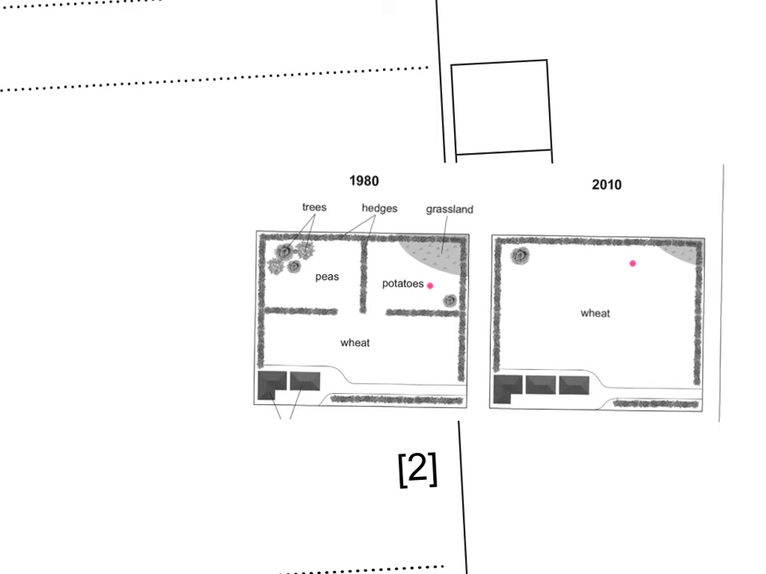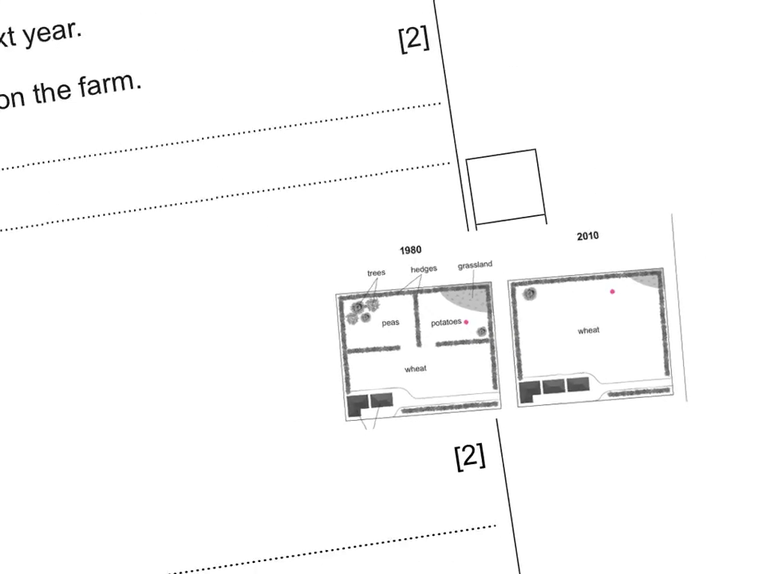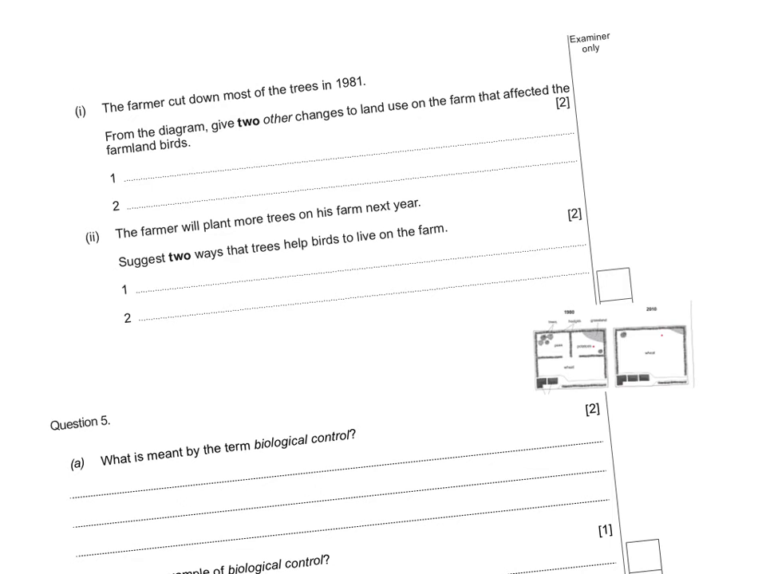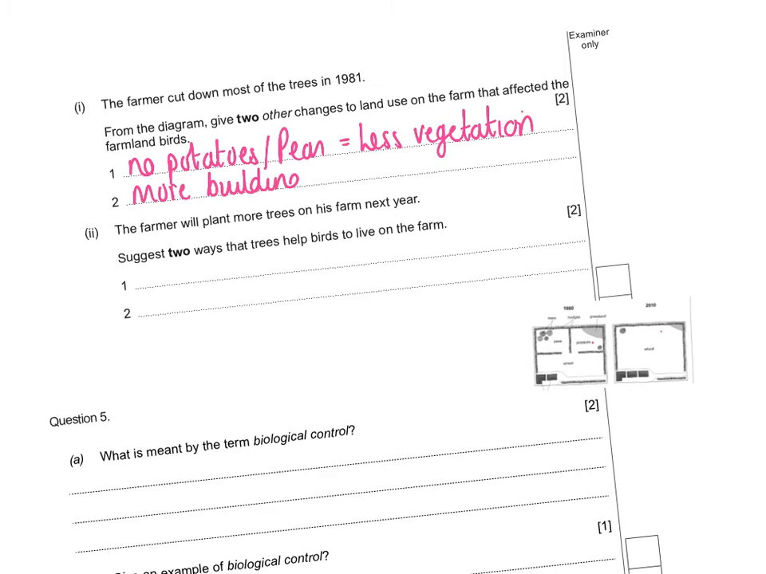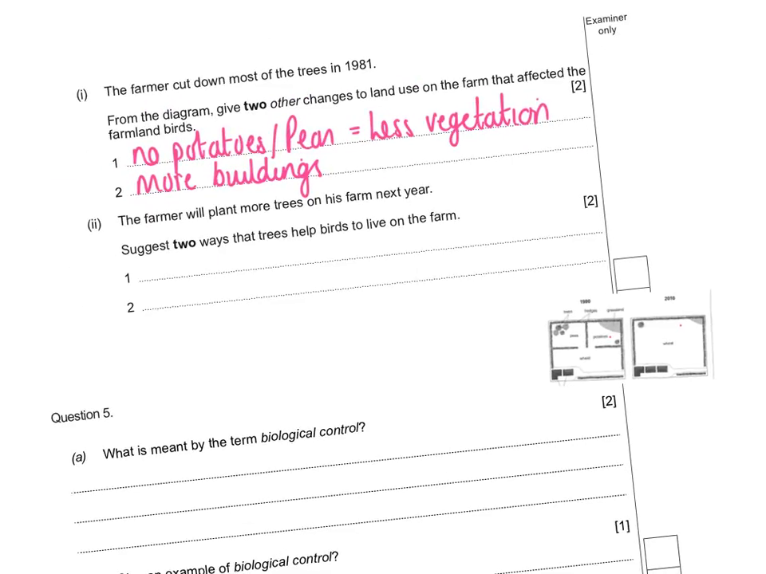Okay. So we cut down. So we're going to look at that. We have no potatoes, no peas, so essentially we have less vegetation, or different types of vegetation. And then our second one, we can say that we have more buildings, because if you can see we have more buildings. We had 2 in 1980 and now we have 3.